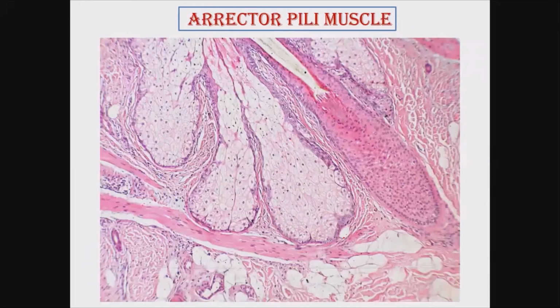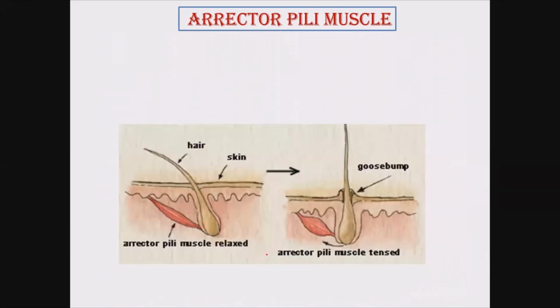Okay, so we can see here this muscle. See this one, smooth muscle here. This is smooth muscle. We can see the spindle shaped nuclei and the highly eosinophilic cytoplasm. On one side, it is attached here to the hair follicle. This is your hair follicle, and this muscle is called the erector pili muscle, a smooth muscle.